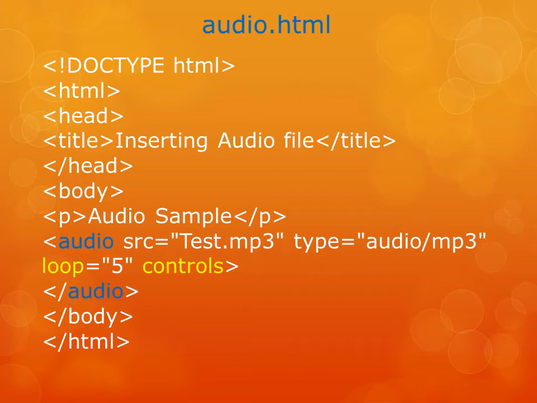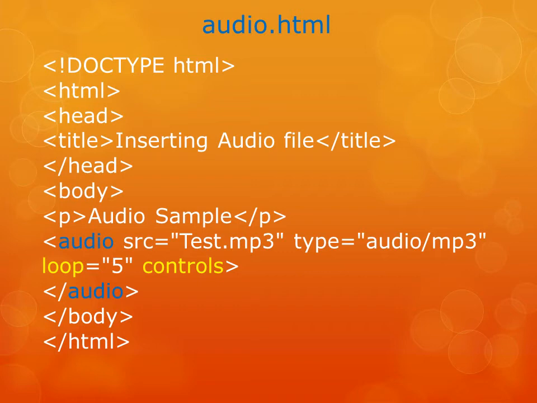Then loop equal to 5. This loop attribute will play your audio file 5 times, which means when it is completed, it will start again and play automatically. That is the repetition of your audio file. Then next is controls. Why are we using controls here? Because using these controls, it will display all the controls regarding the audio file on the screen. Then the audio tag closes, and the body tag and HTML close.